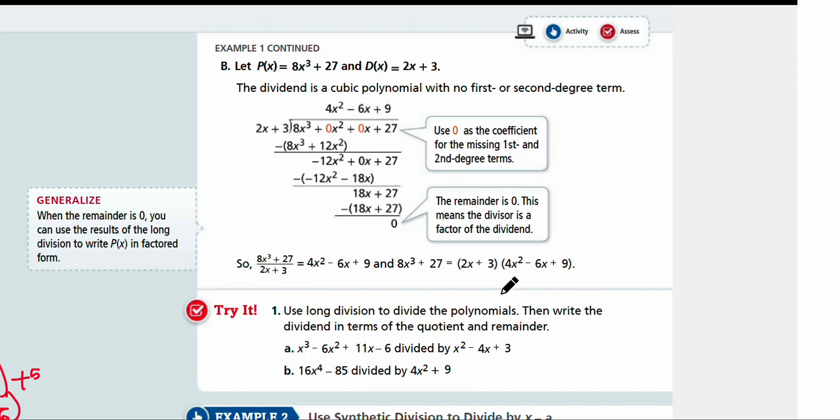Alright, so let's look at try number 1. Use long division to divide the polynomials, and then write the dividend in terms of the quotient and remainder. Okay, so pause the video and see if you can solve this by yourself. Come back when you're ready for answers.